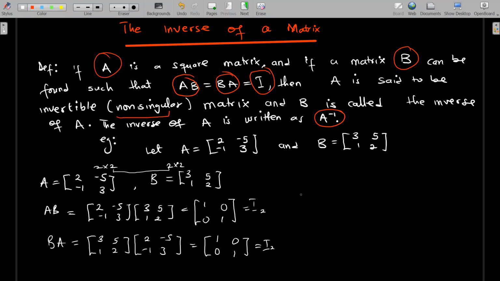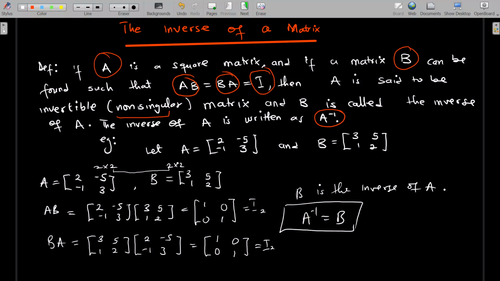So it means that B is the inverse of A. That is what we meant. If you can find a matrix B such that A times B equals B times A, and both of them give you the identity matrix, then that matrix is invertible, and the A inverse is actually what you found. There will be other lessons on how to get the inverse, but this is an intro session to that.